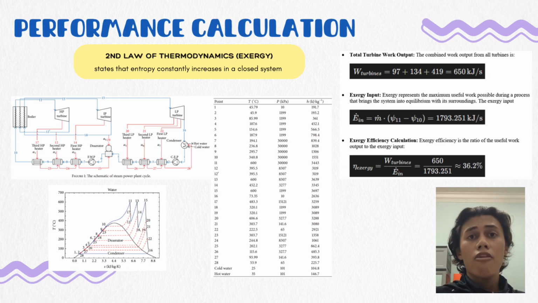Next, for the second law of thermodynamics, or exergy, it is to measure the ratio of useful work output to the total exergy input. The formula for exergy efficiency is W turbine over the exergy input. To find the exergy input, the mass flow rate times psi at point 11 minus psi at point 10. So we got 1793.251. And for the W turbine, we use the previous value, 650 kilojoules. So the exergy efficiency is 650 over 1793.251, and then we got 36.2%.